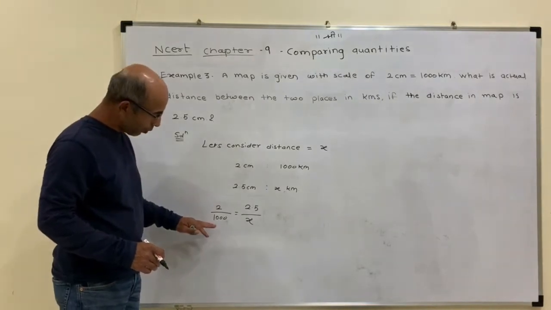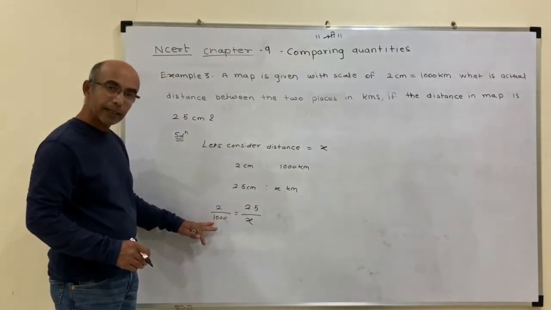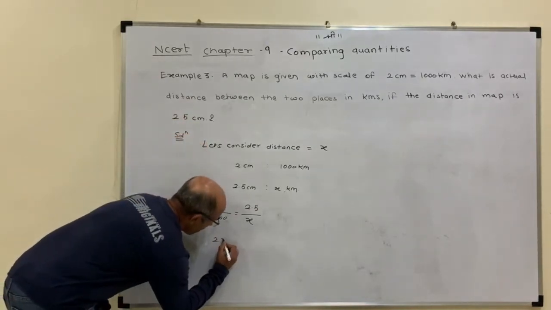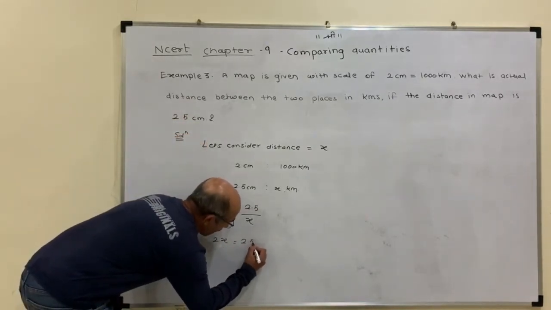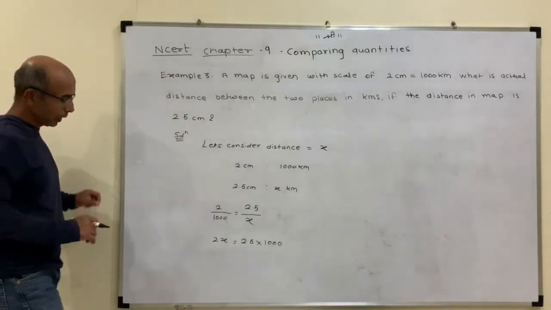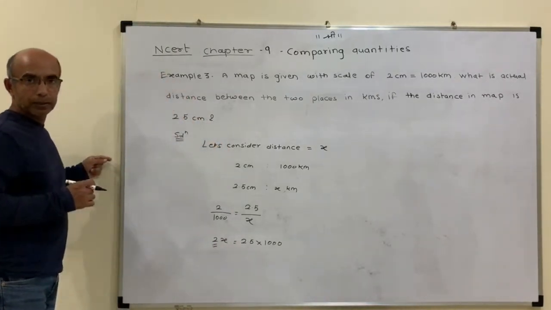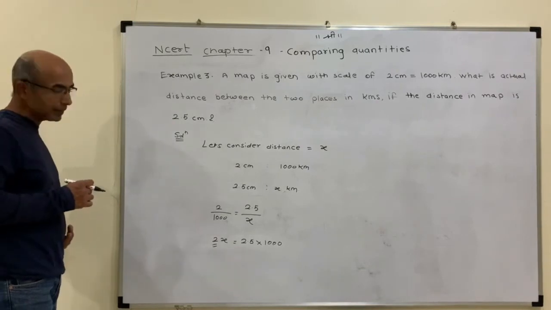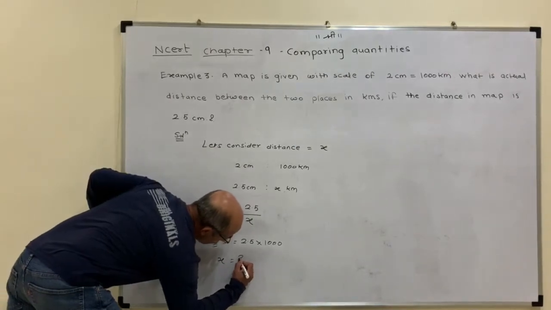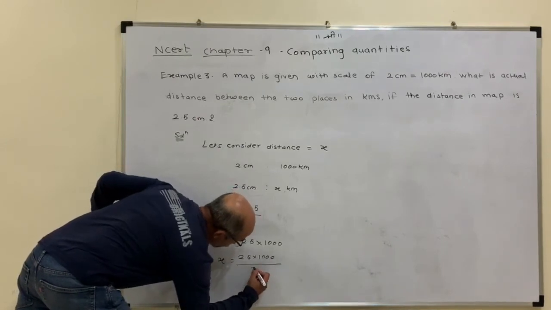And I am going to transpose 1000 from the left hand side to the right hand side. Since 1000 is divided here, it will be multiplied there. So it will be 2x equals 2.5 into 1000. Now I'll be transposing the 2. Since 2 is multiplied on the left hand side, it will be divided on the right hand side. So x equals 2.5 into 1000 divided by 2.